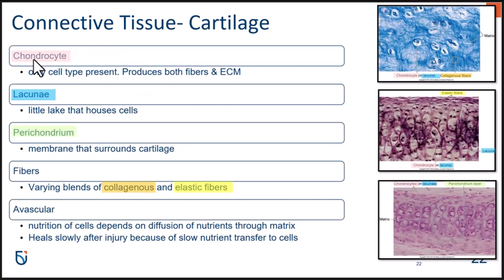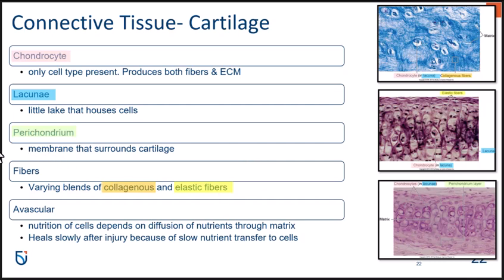Okay, cartilage has really only one cell type present within it, and it's a chondrocyte. Cyte means cell, chondro refers to cartilage. And it's the chondrocyte that's both going to produce the fibers that make up cartilage, but also the extracellular matrix. Another structure pertaining to cartilage that's important is called the lacunae. Lacunae means little lake, and it's areas within cartilage that are going to house the chondrocytes. So you can see the chondrocyte here within a little lake, or the lacunae.